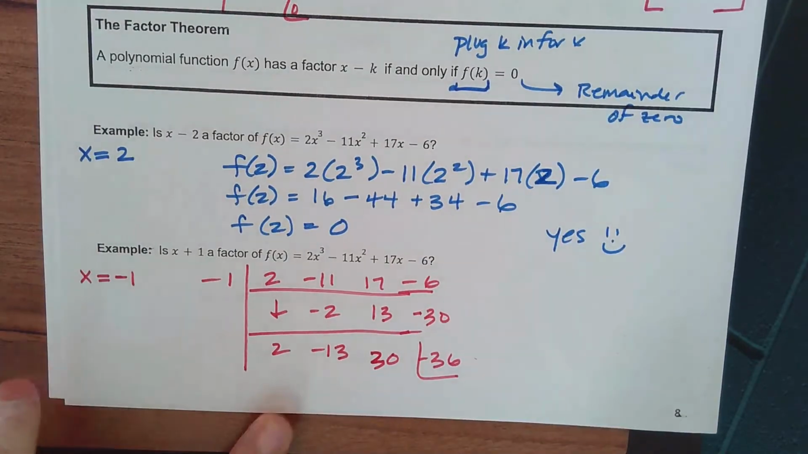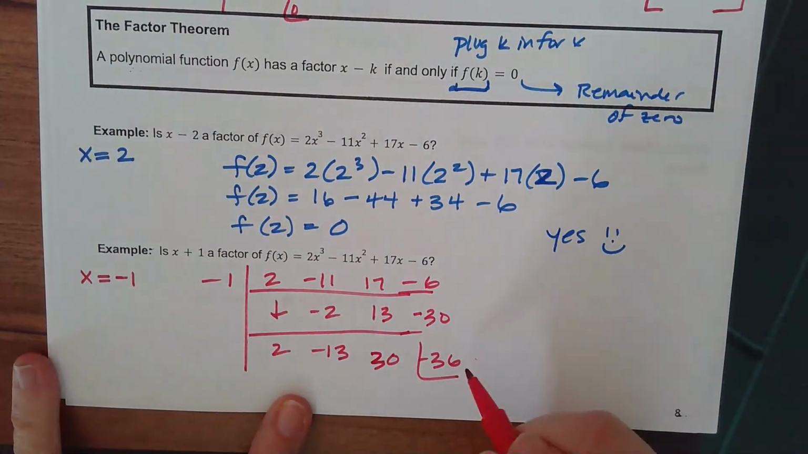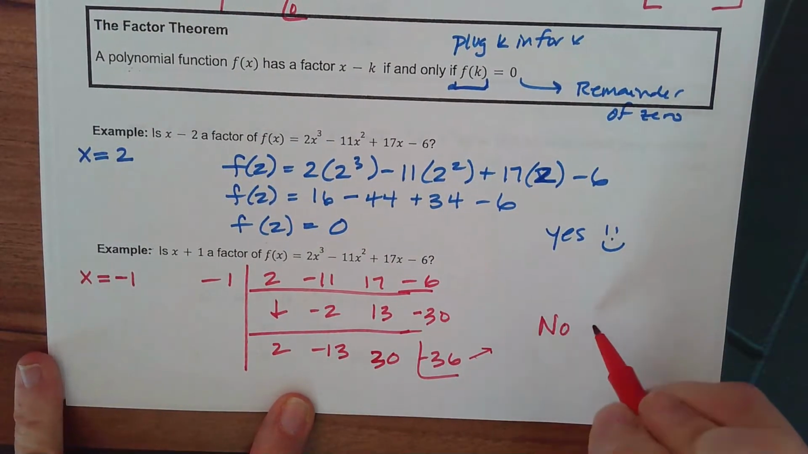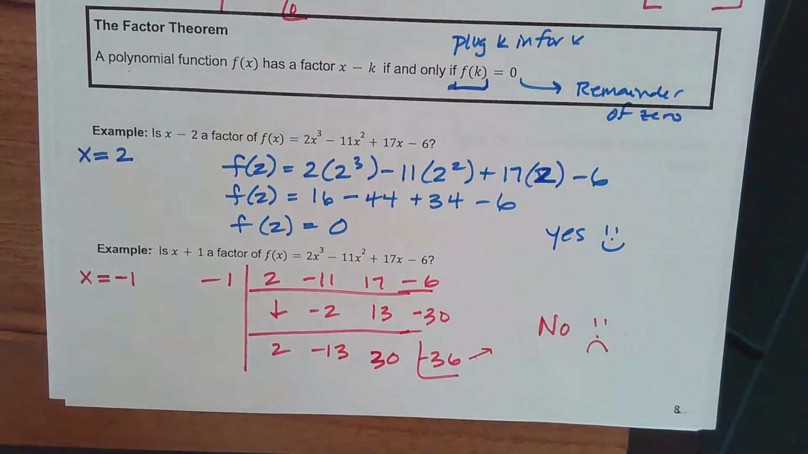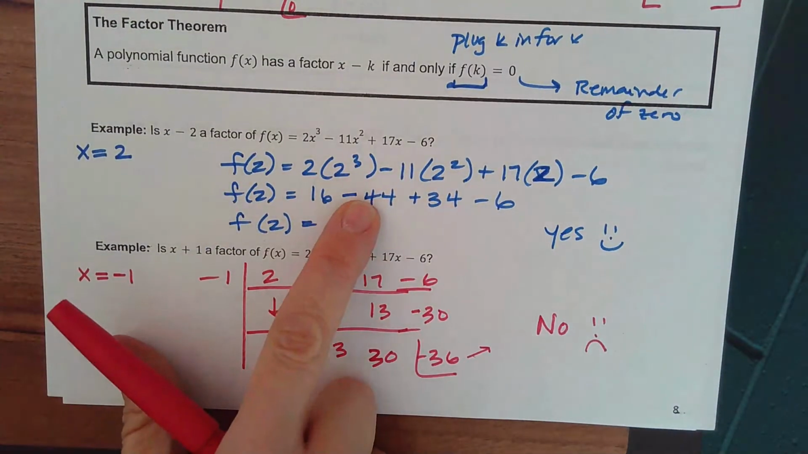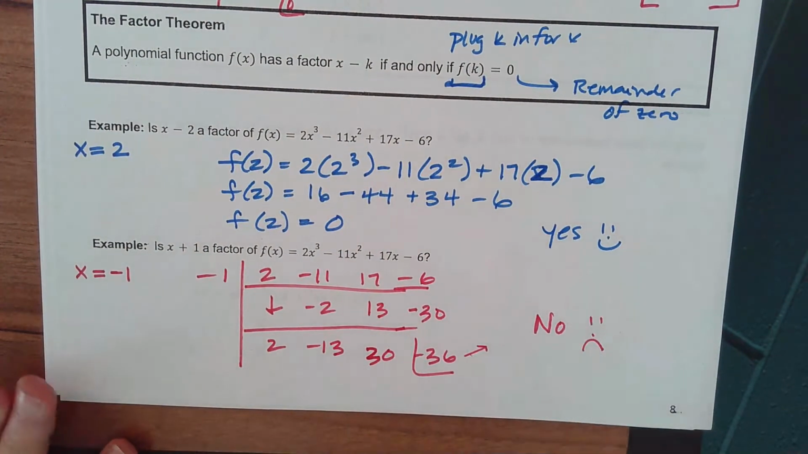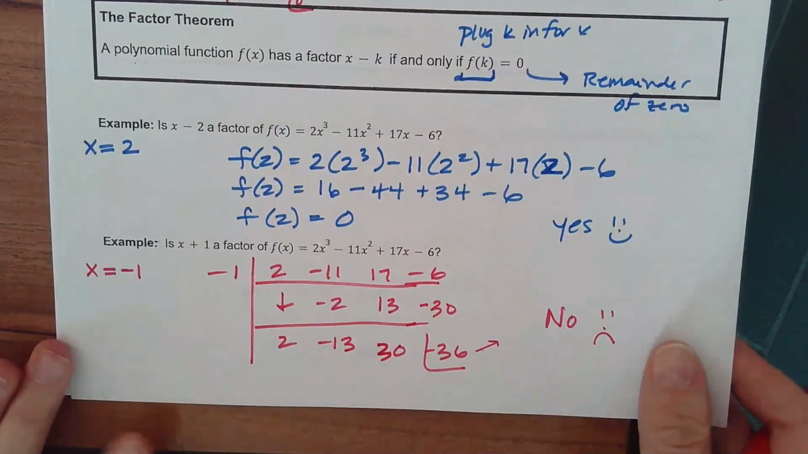Remember, this is my remainder, right? This last digit. So since my remainder is not 0, this is not a factor. And so that's how I know that is not a factor of that particular polynomial. So you can do it by plugging it in for x, or you can do it by using substitution and just looking to see if your remainder is 0.